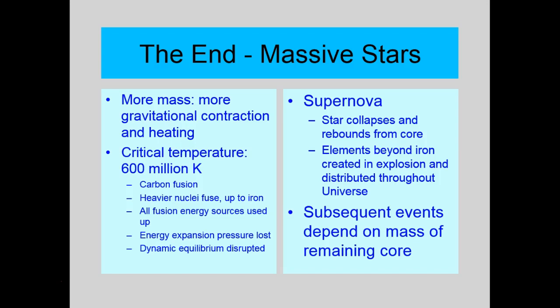Now here's iron on the periodic table. Remember, we had hydrogen fusing to helium, helium fusing to carbon, carbon fusing to other things until it gets up to iron. At iron, the naturally occurring fusion stops. It gets up to iron.